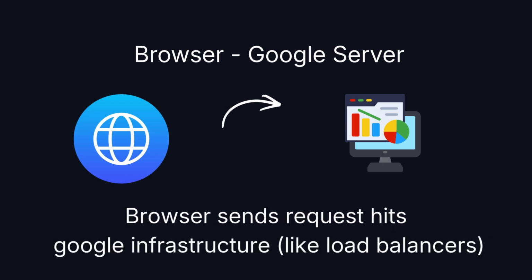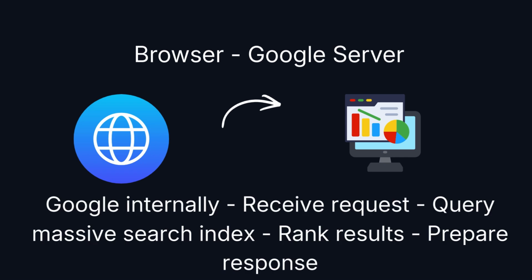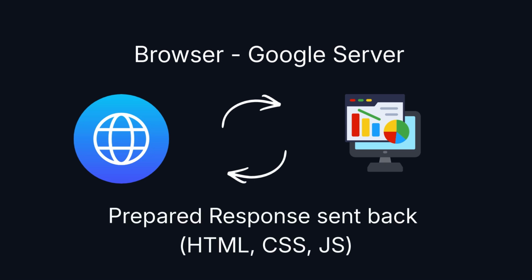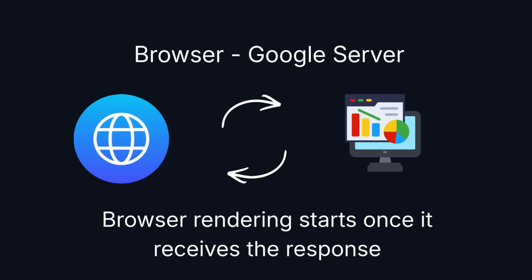The browser sends the request, which hits Google infrastructure, like load balancers. Google internally receives the request, queries a massive search index, ranks results, and prepares the response. The prepared response is sent back in HTML, CSS, and JS files. Browser rendering starts once it receives the response.